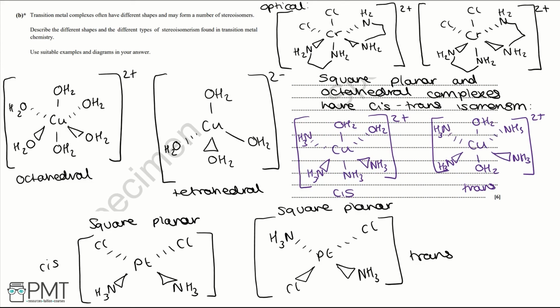This is a level response question, so there aren't set marking points. But in order to get the 6 marks, you must have linked together the names of the shapes and their 3D arrangements, and the 2 different types of isomerism with correct labels and examples.